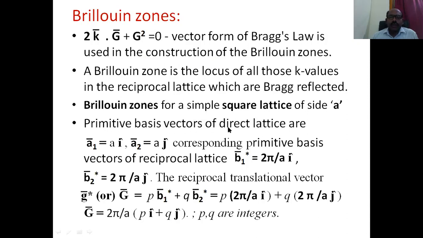The primitive base vectors of that square lattice are two vectors, the base vectors of the direct lattice. We are taking a1 bar is equal to a i cap, a2 bar is equal to a j cap, and the corresponding basis vectors in reciprocal lattice are b1 star, that is equal to 2 pi by a into i cap, and b2 star, that is equal to 2 pi by a into j cap. So we are using this notation.